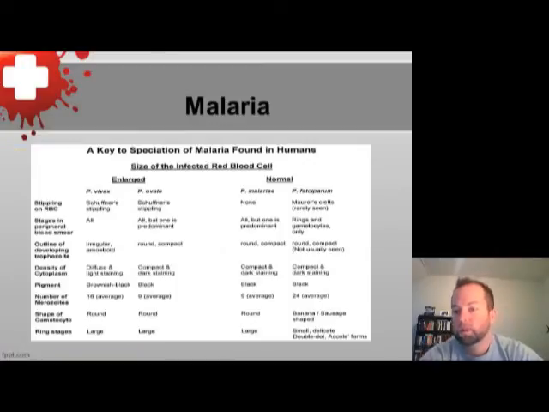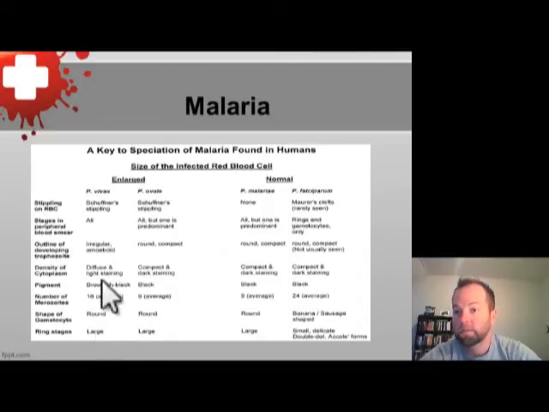Here we have a chart to help distinguish between the four species of Plasmodium that cause human infection. On the left, we have the presence of enlarged infected red blood cells. On the right, we have normal infected red blood cells. So if we have an enlarged infected red blood cell, it would lead you to believe it's Plasmodium vivax or Plasmodium falciparum. The next thing I would look at, I would go down to the average number of merozoites in the mature schizont and average those out, and that would stick you to one of these columns here.